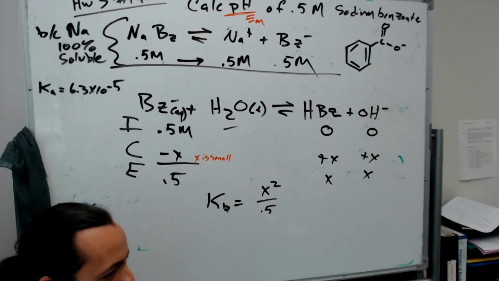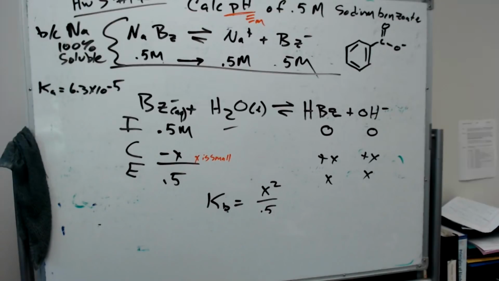I need an abbreviation for x is small. XSS doesn't work. I'll just do XIS. XIS, that makes more sense. X is small there. Notice we need the Kb. How do we get the Kb?